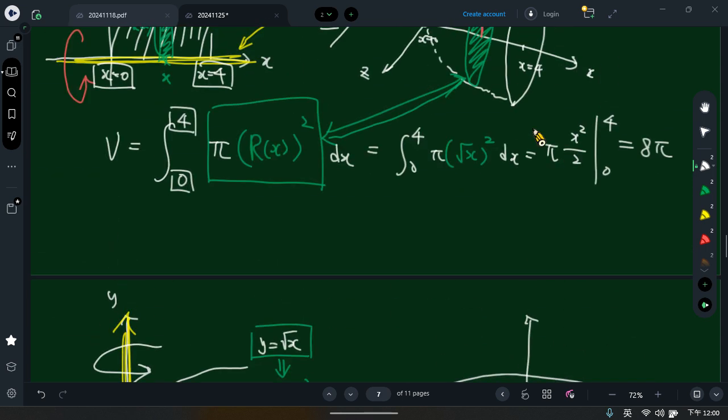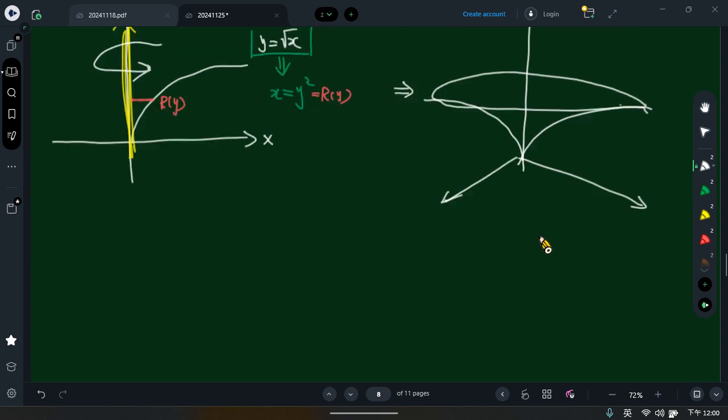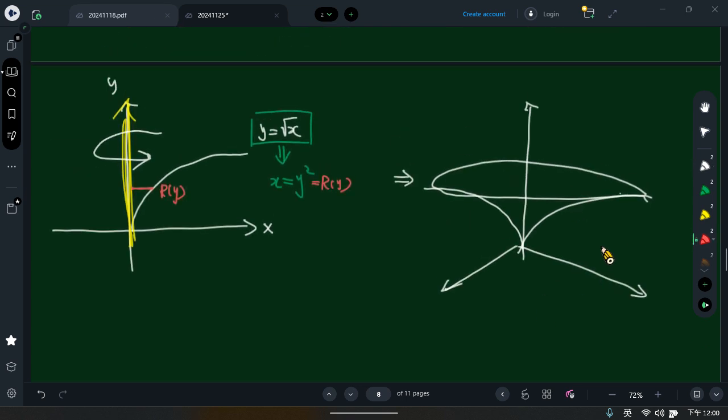Different from this one, right? Different from this one. So each cross section will be here, still a disk, right? So the y here will be from 0 to 2, with endpoint 2, pi r of y squared. Remember, it should be dy.